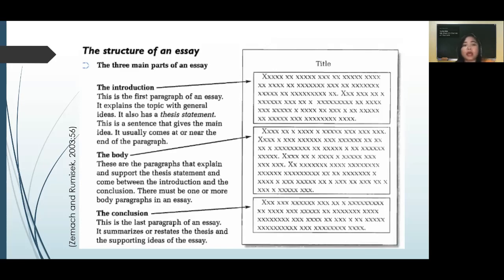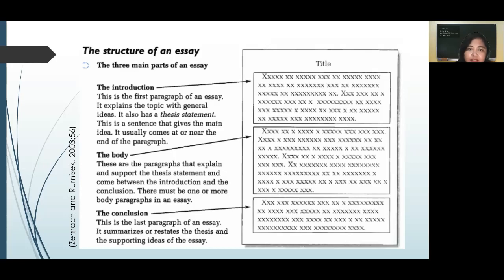Then we go to the second part of an essay, the body. The body of an essay should contain some paragraphs, but if you can't manage that, just try for one paragraph only. This paragraph should support the thesis statement in the introductory paragraph. The body of the essay comes between the introduction and the conclusion, or concluding paragraph.